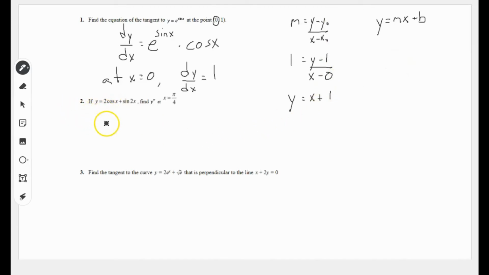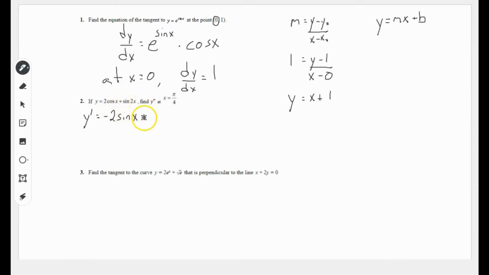Alright, so back to question 2. We want to find the second derivative. So let's start with the first derivative. So y prime. Okay, here we have a 2. That's just a coefficient out front, so that's going to stay where it is. And then the derivative of cos x is negative sine x. So we're going to be left with negative 2 sine x. And then we have plus the sine of 2x.